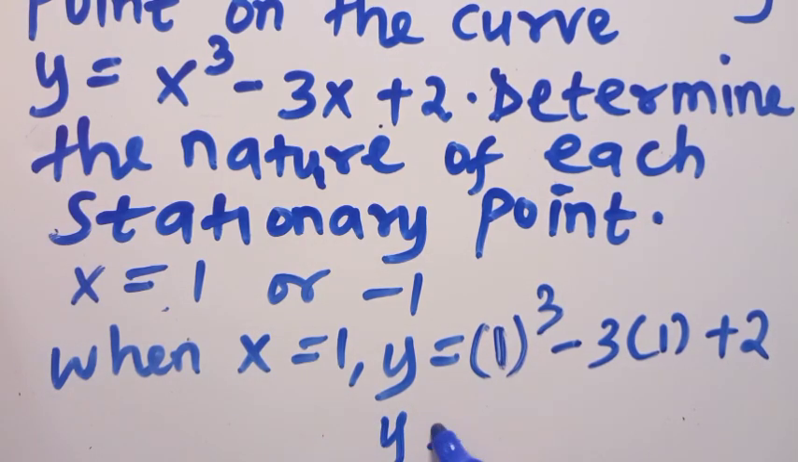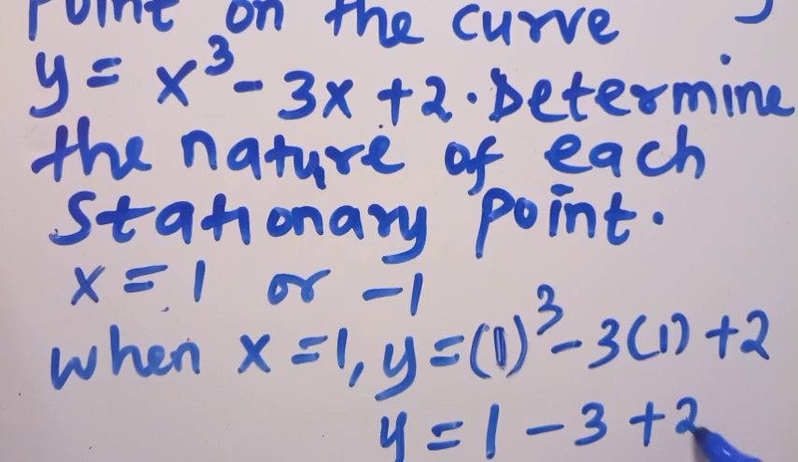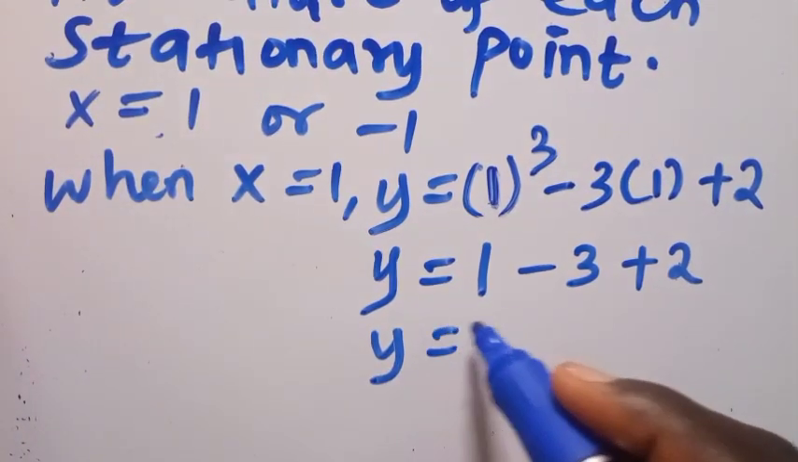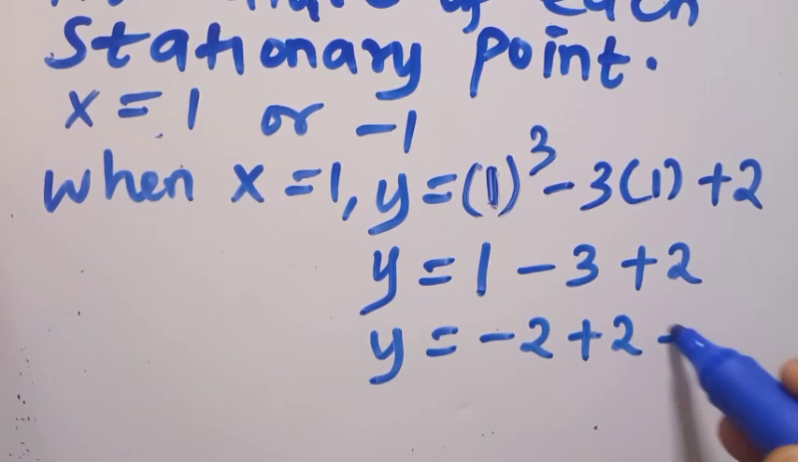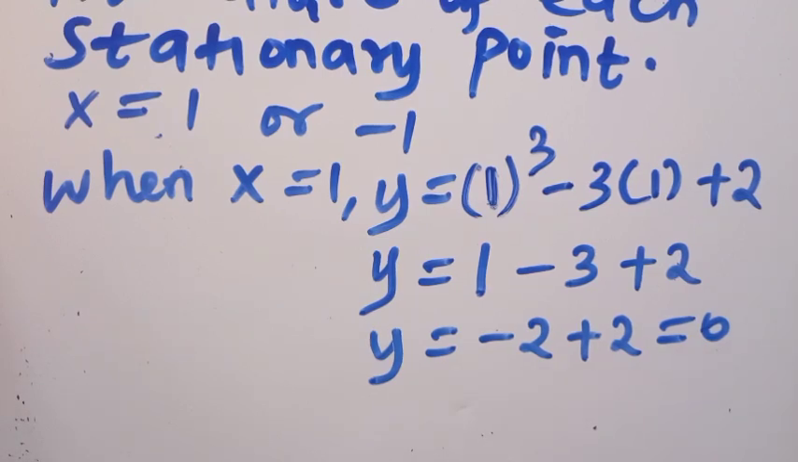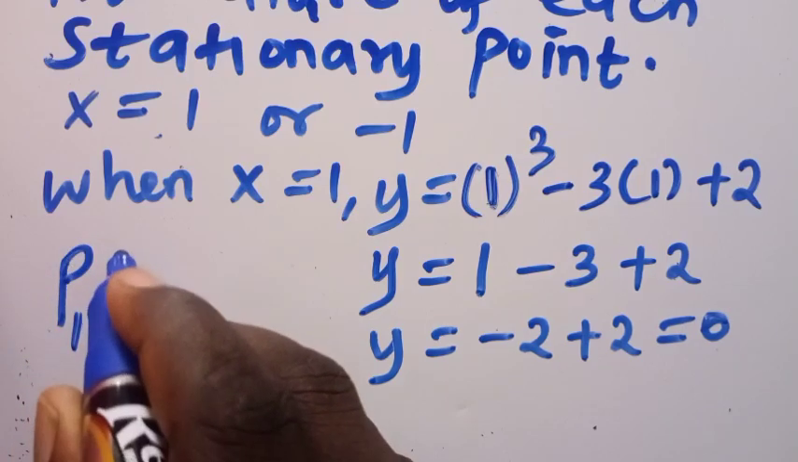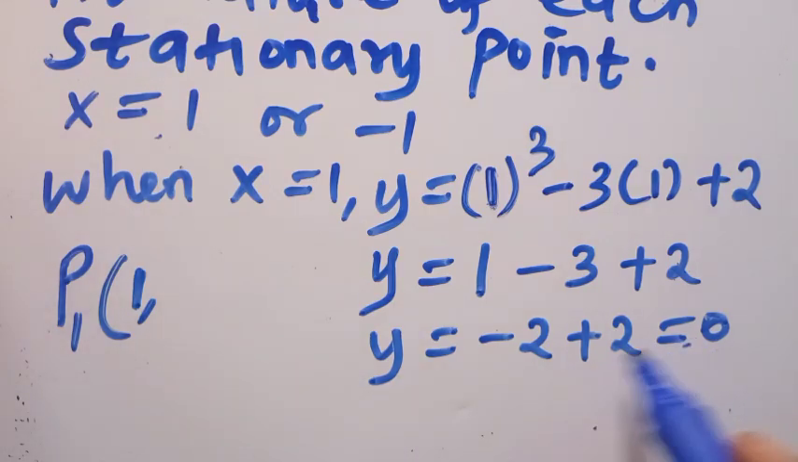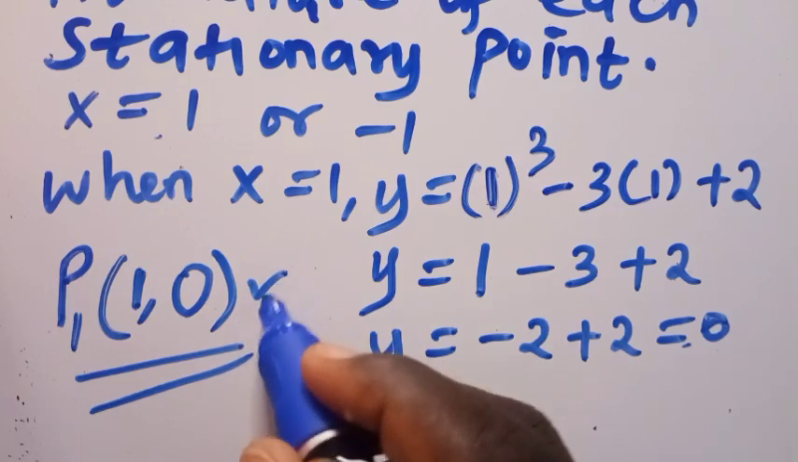So this one will be y equals 1 cubed, which is 1, minus 3 times 1, which is minus 3, then plus 2. In this case, y equals 1 minus 3 is negative 2, then plus 2 is 0. Therefore, our first stationary point will be x is 1, then our y will be 0. Therefore, this is the first stationary point.